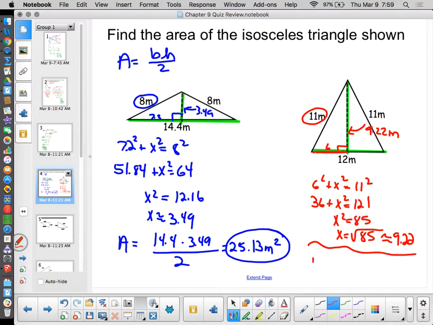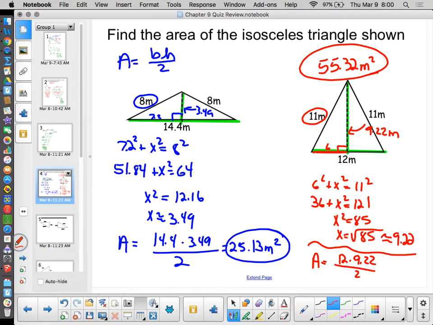Now we have to find the area, finish the problem. Area is base times height divided by 2, or 55.32 meters squared. Okay, remember area is always measured in units squared. That's nothing new to us. So those are a little bit more work with Pythagorean theorem plus. The area of a triangle formula is one that should be very familiar to you, probably since about 3rd grade.